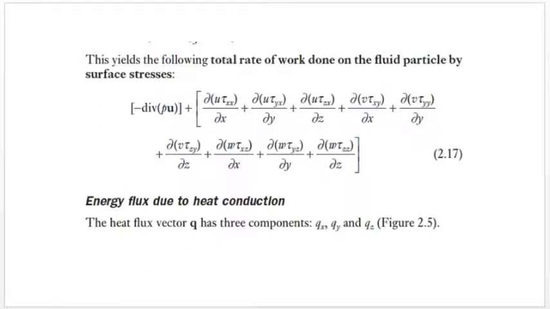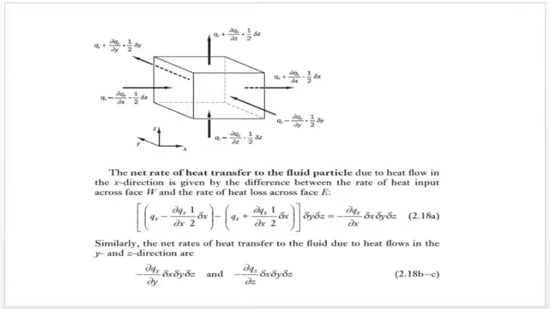by surface stresses. Next, on talking about energy, we need to calculate the heat, right? So we are going to calculate the energy flux due to heat conduction. The heat flux vector Q has 3 components: Qx, Qy and Qz. The energy flux, that is heat flux, can be denoted by small letter q. Overall heat is denoted by capital Q. It is the same fluid element; what we have changed here is, instead of tau, that is viscous force, we have mentioned Q, because we are going to calculate the heat.